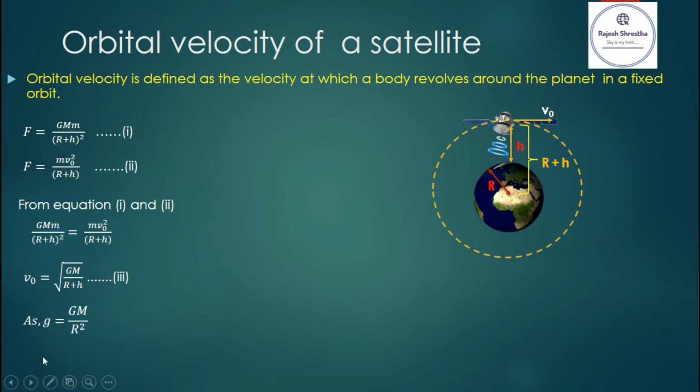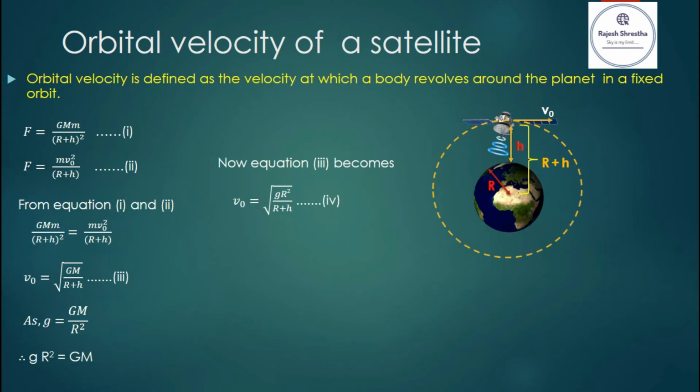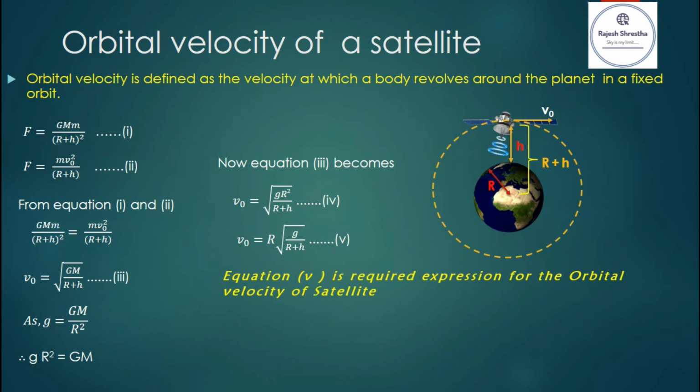But as we know that g equals GM by R square, so in place of GM we can put g R square. So equation third becomes v0 equals root under g R square divided by R plus h. Here also the R square we have to take outside the root, so the required expression is v0 equals R root under g divided by R plus h, and this equation 5 is the required expression for the orbital velocity of the satellite, okay? In this way we can calculate the orbital velocity of a satellite.